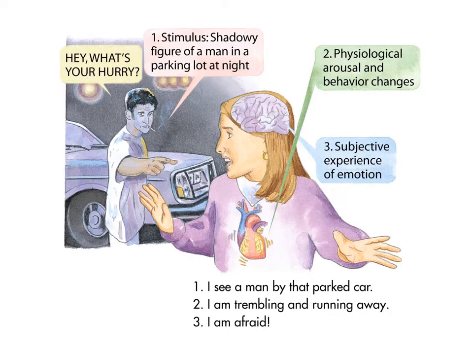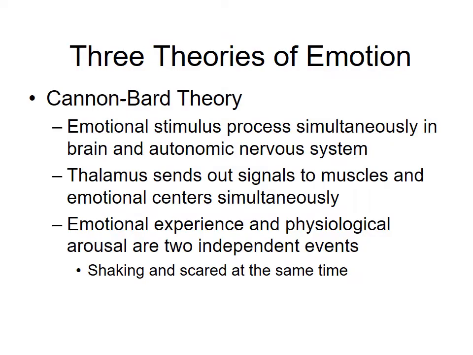Here's just another way of looking at the James-Lange theory, but just read through it really quick. First, you have a stimulus. There's a man in the parking lot. This theory states, I'm trembling and I'm running away. I'm having my physical change. And then I have my experience of emotion. The physical experience leads to the emotional experience.